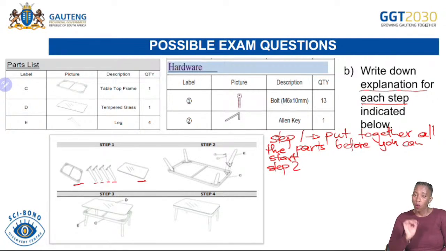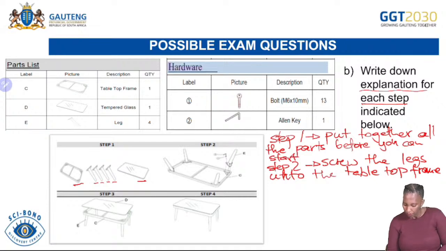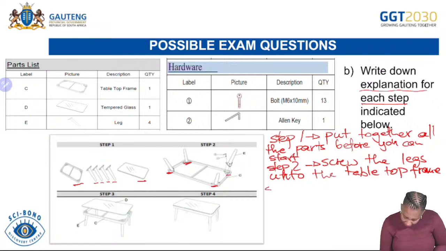For step number 2, what are we doing? We are screwing. Step number 2 says we screw the legs onto the tabletop frame. That's what we are doing. We screw the legs, as you can see here. Now we are screwing the legs onto the tabletop frame. And then step number 3.